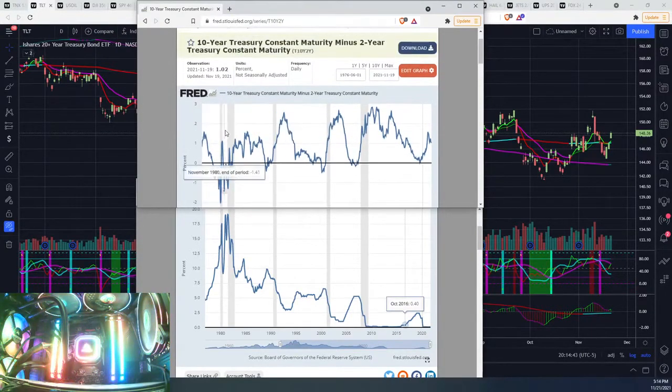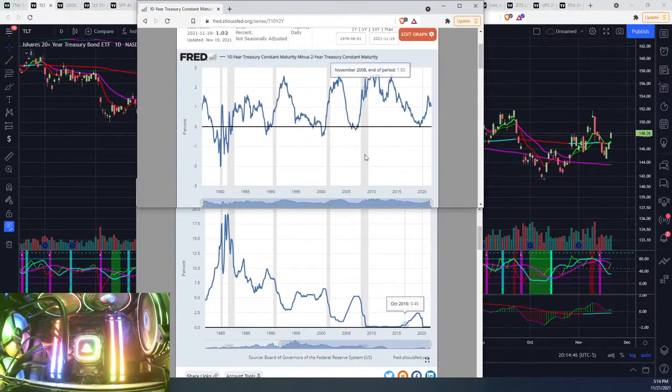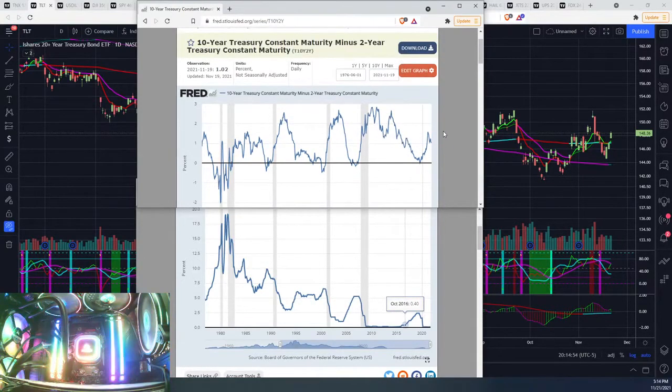Essentially, whenever we see these gray highlighted areas in the backdrop, that is a recession. This piece of data is extremely important because when the 10 and the 2-year flip, that's the yield curve inversion and how we measure it. And essentially, it's a very, very good predictor of recessions.